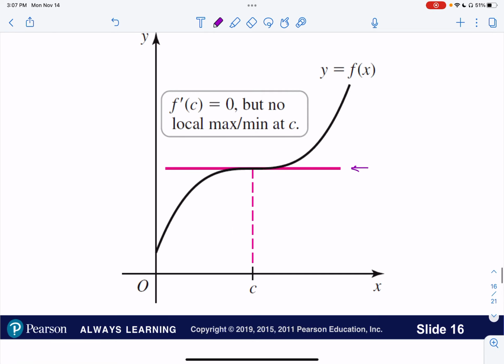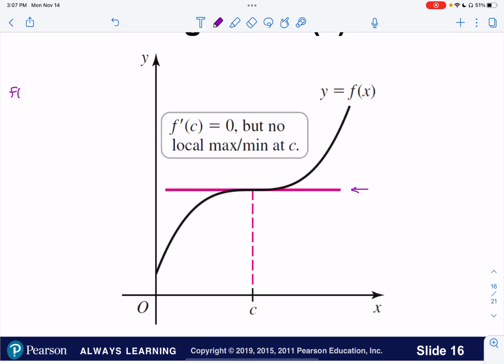So if you consider something like f of x equals x cubed, we know that it looks something like this, right? And the derivative of that is equal to 3x squared, so don't get caught up in your whole derivative thing from the last chapter. So f prime at 0 is equal to 0, but you'll notice that at 0 here, I definitely don't have a maximum or minimum, right?